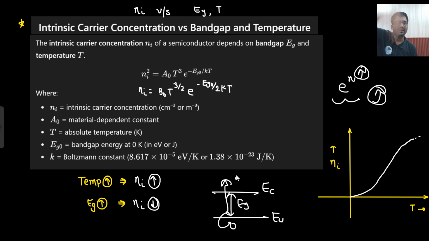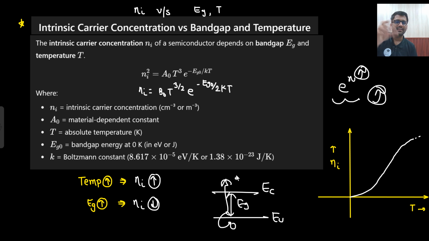Because when temperature increases, T to the power 3 by 2 increases. Temperature increases, then Eg naught by 2kT decreases, and if x is decreasing, that means e to the power minus x is increasing. So Ni will increase only. By the concept also you can understand, at higher temperature more covalent bonds will be broken. If more covalent bonds are broken, that means more electrons and more holes will be there. That means carrier concentration will increase.